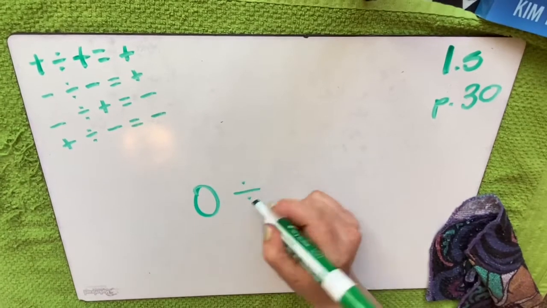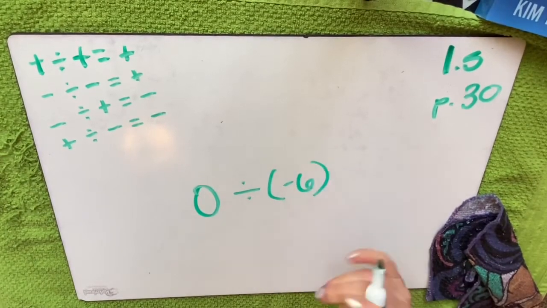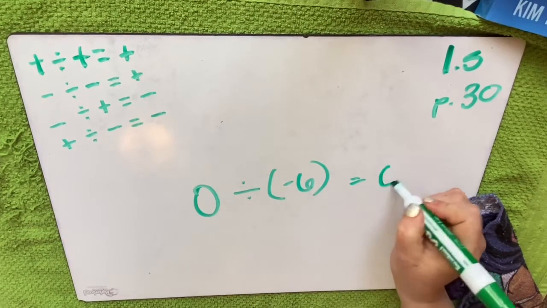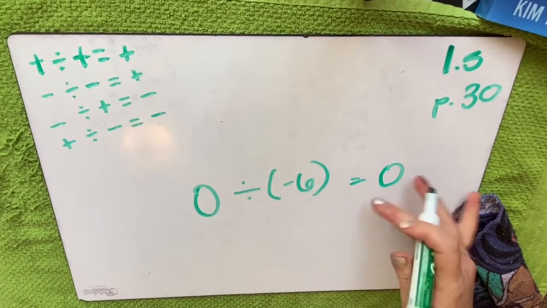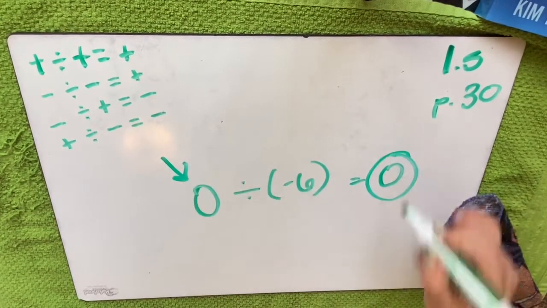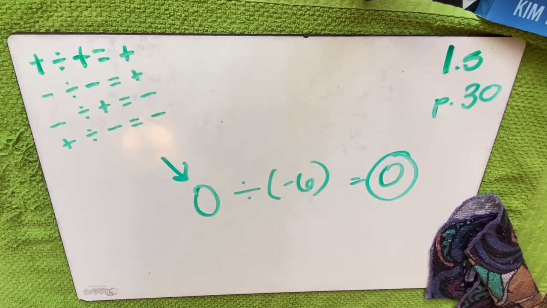What if it looks like this? 0 divided by negative 6. Okay, 0 can't be divided by anything, and even though there's one negative, you can't have a negative 0. So if there's a 0 in any of them, the answer is just 0.